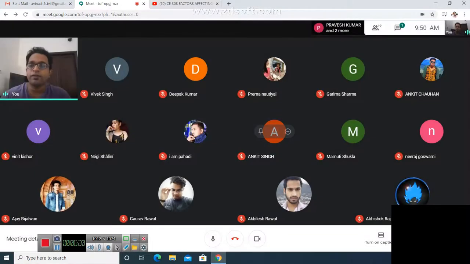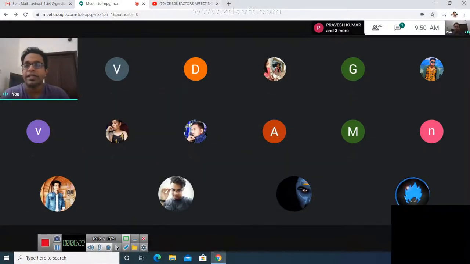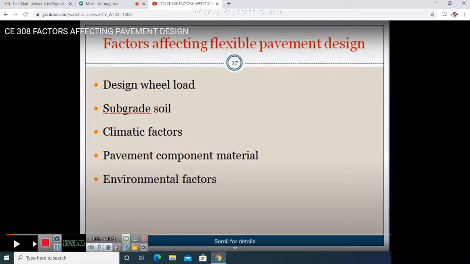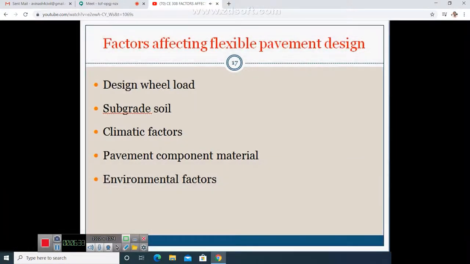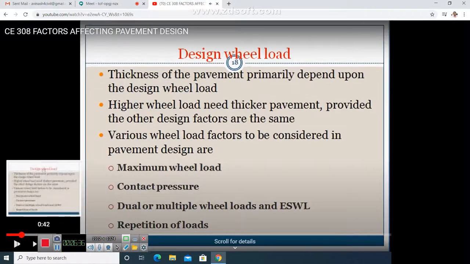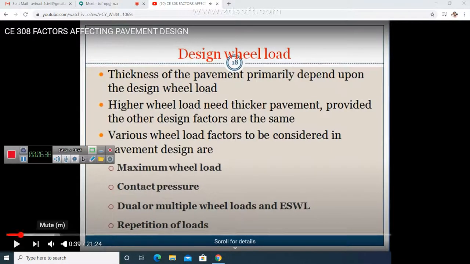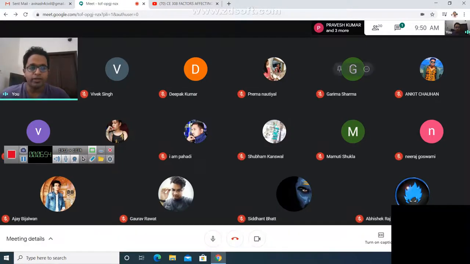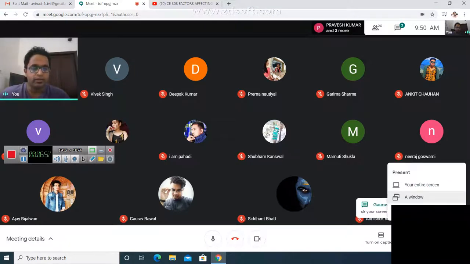So the properties of these materials will very much influence the pavement design. And the last one is the environmental factors. So these are the different factors which decide the pavement. Now let us come into details. Okay. Now let us see each and everything in detail.